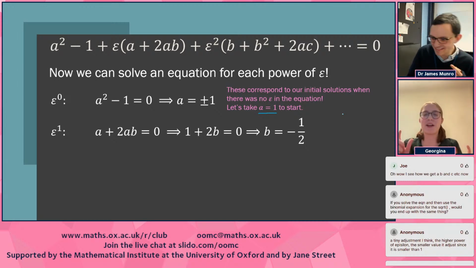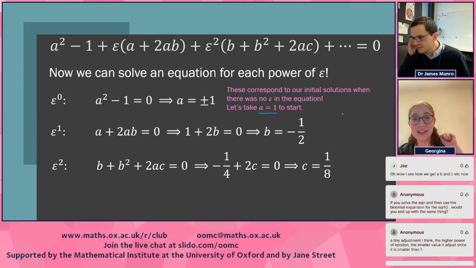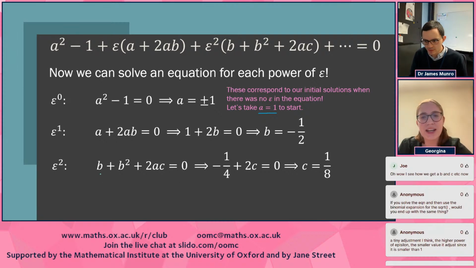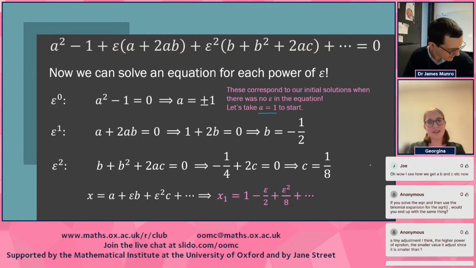Exactly. So now let's figure out that next level of correction. We'll look at the epsilon squared, and we can sub in our a term and our b term. So a equals 1, b equals -0.5 into this equation, and we'll get that c equals 1/8. I don't think I'd have been able to guess that. So then, which I wouldn't have guessed either. If we then put those back into our series, we end up with this form.